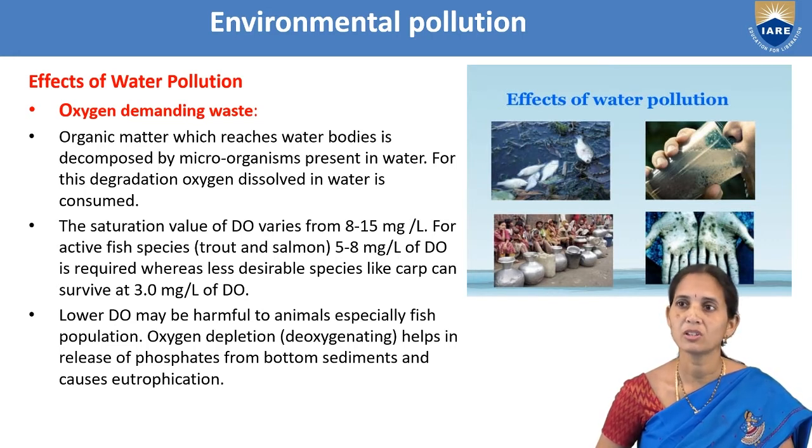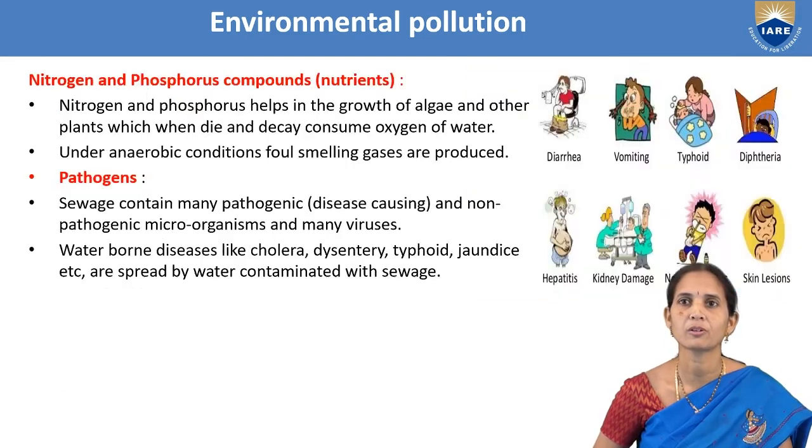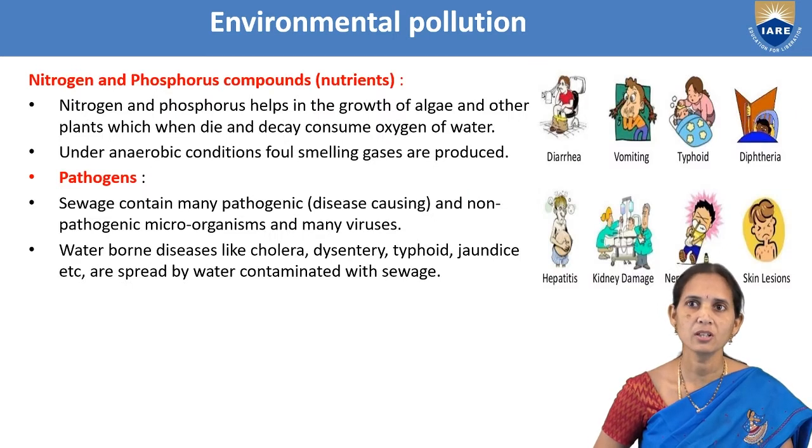We can see in the diagram how fish are affected by water pollution, and how we are drinking impure water, and how people's skin is also affected by water pollution when we drink the impure water. And nitrogen and phosphorus compounds help in the growth of algae and other plants, which when they die and decay consume the oxygen of the water.